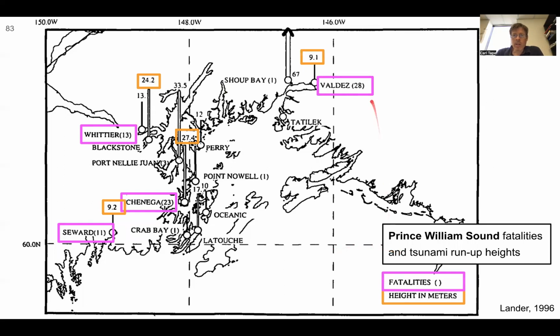So the magenta is giving the fatalities: Valdez, Whittier, Chenega, Seward. And the orange is giving the run-up height. How far, what elevation did the tsunami wave reach? It gives you some idea that if you have buildings below that height, they would have been severely damaged and could have been debris, being moved around with the wave as well. So these are the four areas we'll be focusing on.